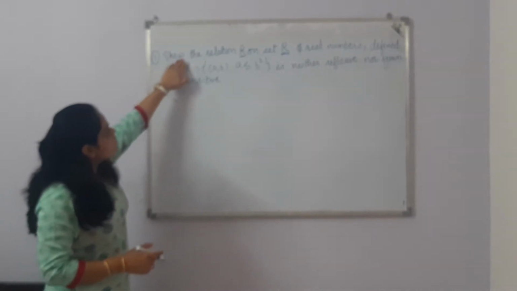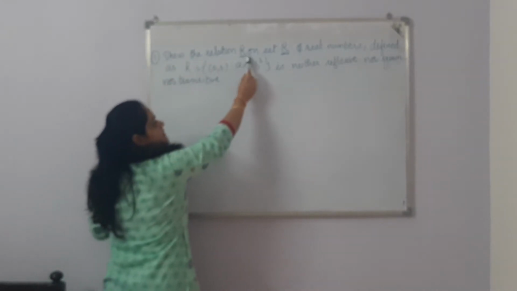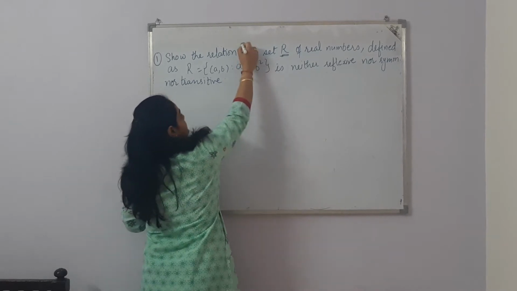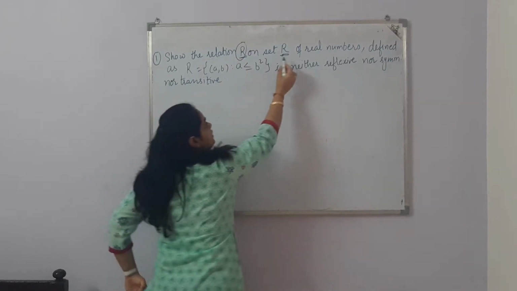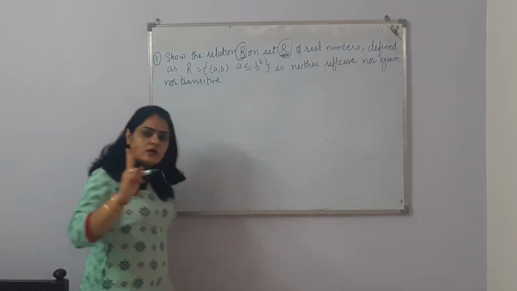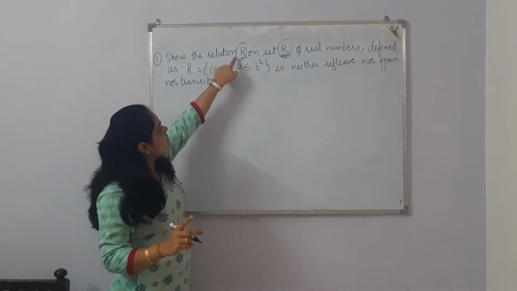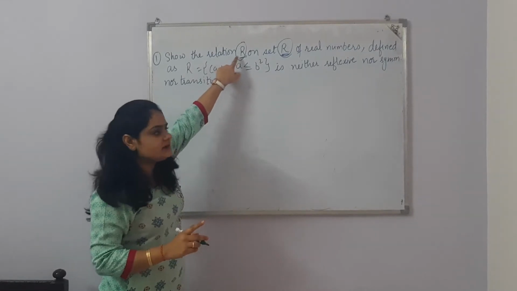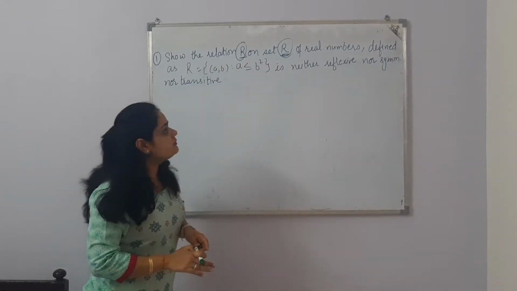The question is, show the relation R. This R is for relation on set R, and this R is for real numbers. There are two R's in this question. One R is showing the relation and another R is showing the real numbers.